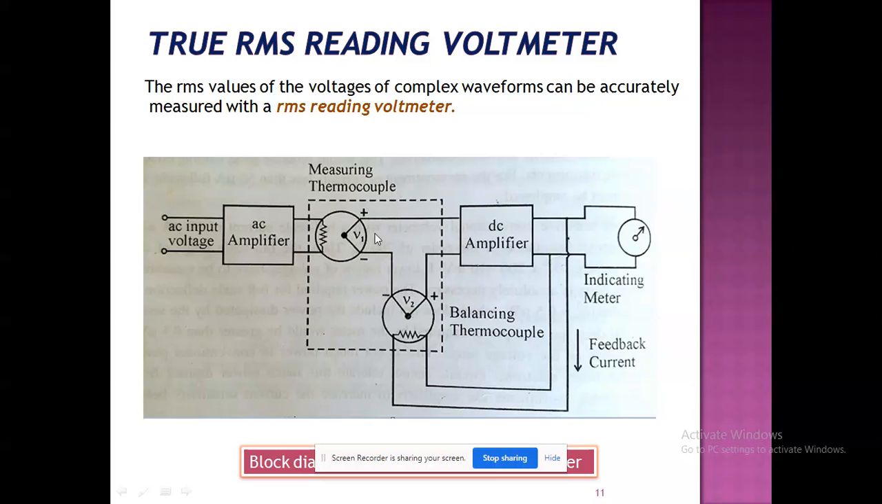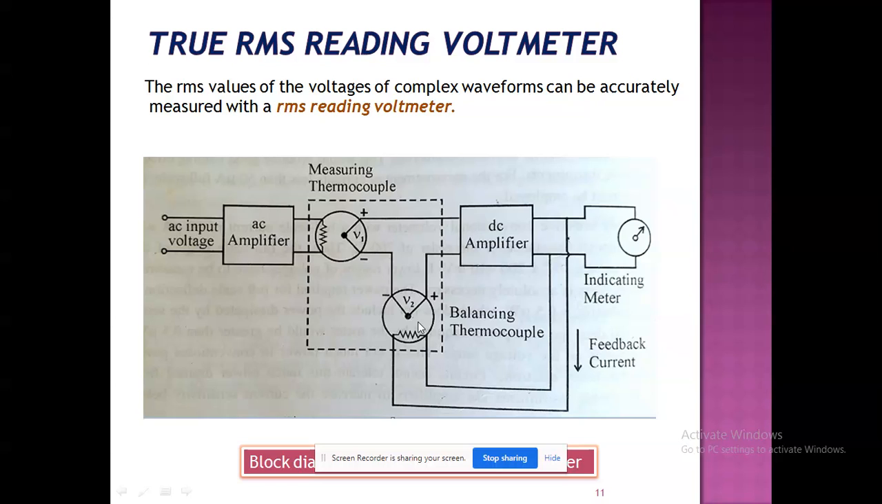The output voltage V1 upsets the balance of the bridge. The unbalanced voltage is amplified by a DC amplifier and fed back to the heating element of the balancing thermocouple. The balance of the bridge is established when the fed-back current through the heating element of the balancing thermocouple produces sufficient heat so that the output voltages of both thermocouples are equal and opposite. At this condition, the bridge is said to be balanced.